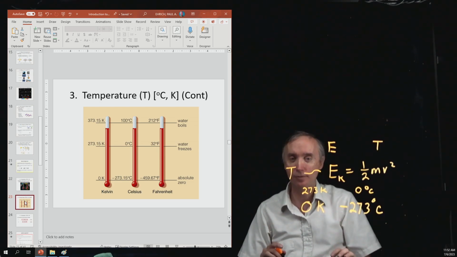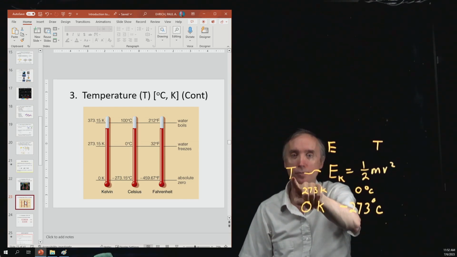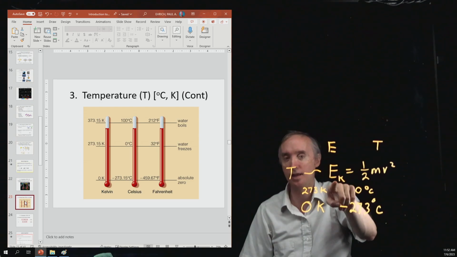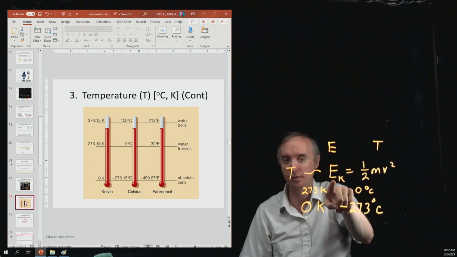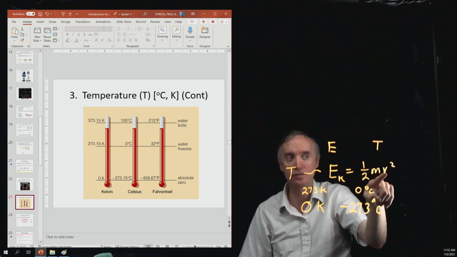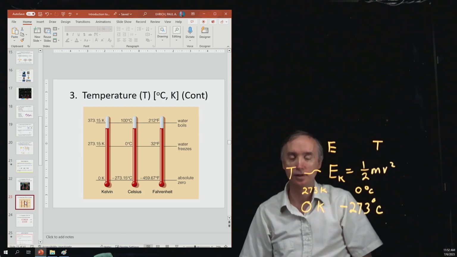Now, what would happen at absolute zero? Since temperature is proportional to energy, if the temperature is zero, then the energy would be zero, and that would mean the speed would be zero. So what would happen to those molecules? At absolute zero, molecules would stop moving.